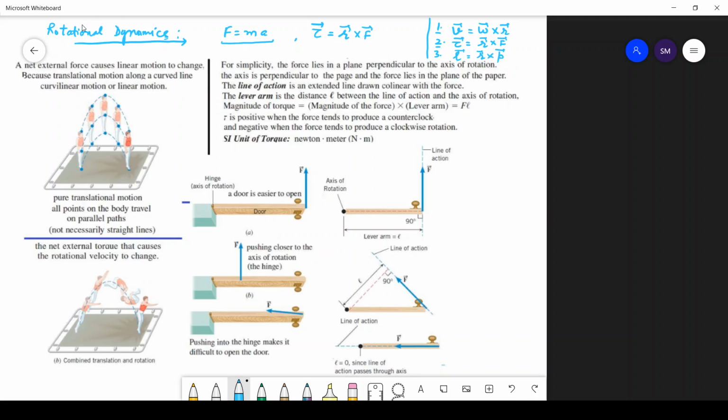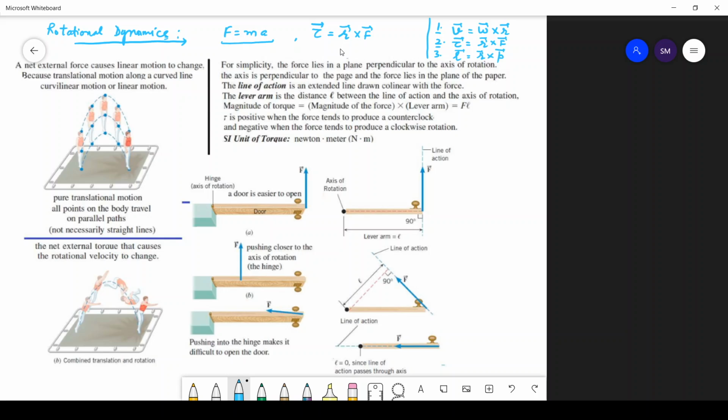So, as we are doing rotational dynamics, we will be dealing with the rotational force. As we know, in linear motion we have force equals mass into acceleration. So here, in rotational motion about a fixed axis, we have torque.